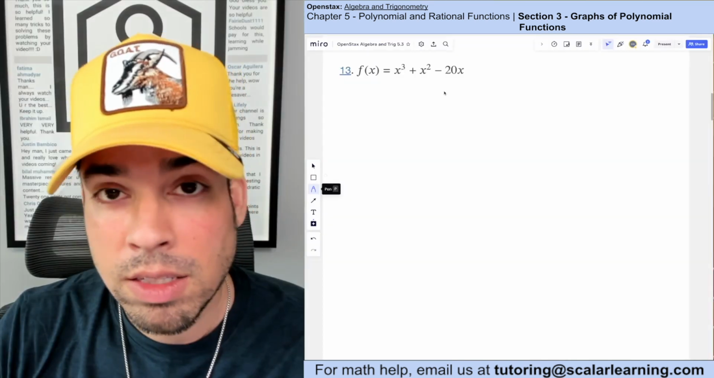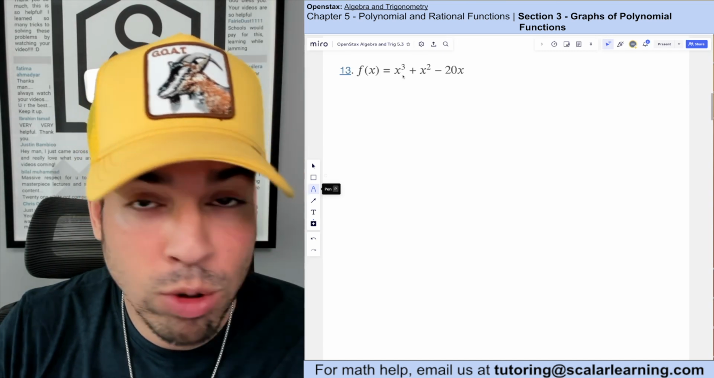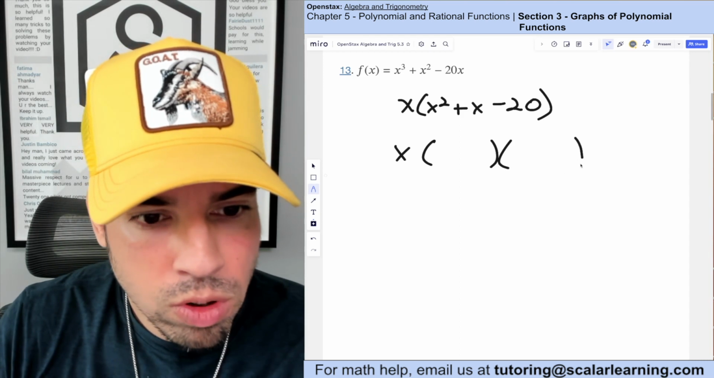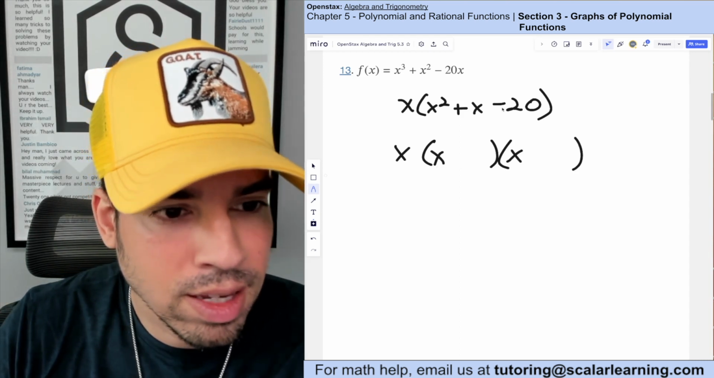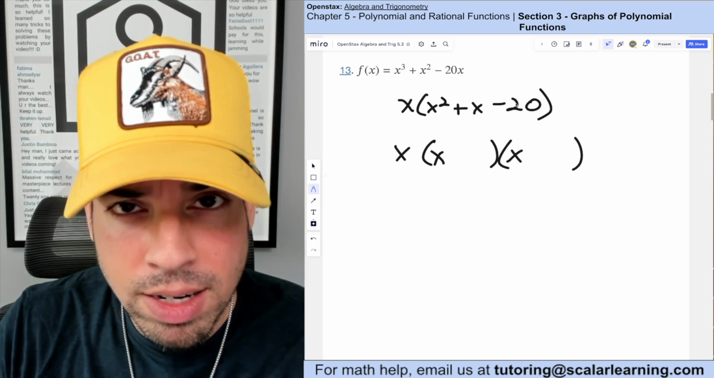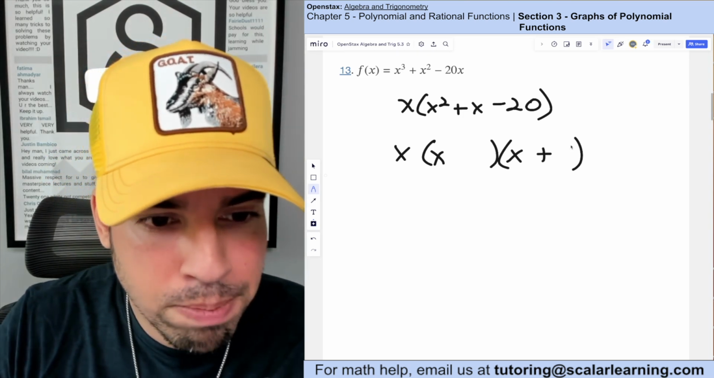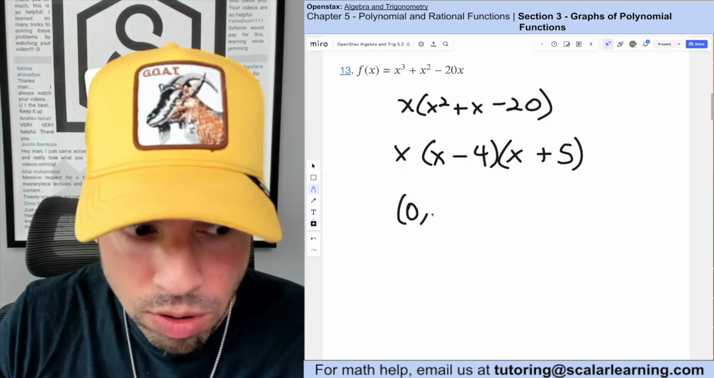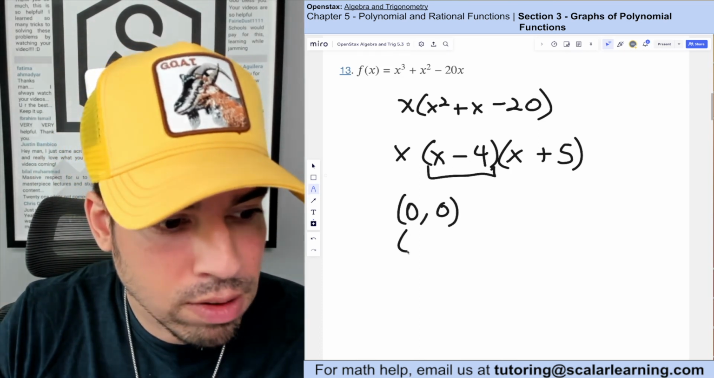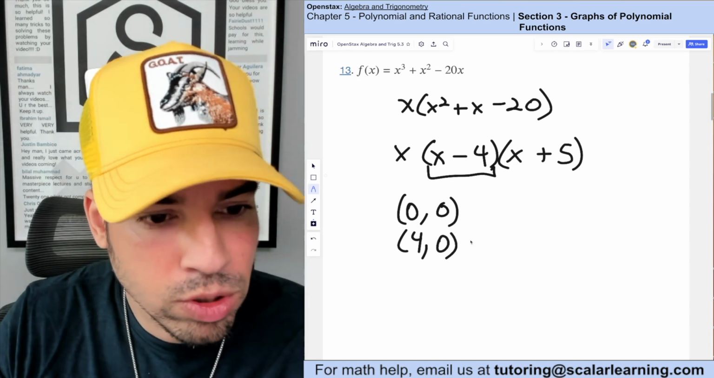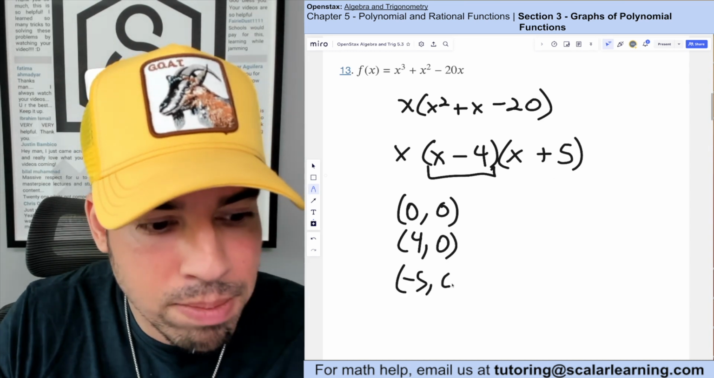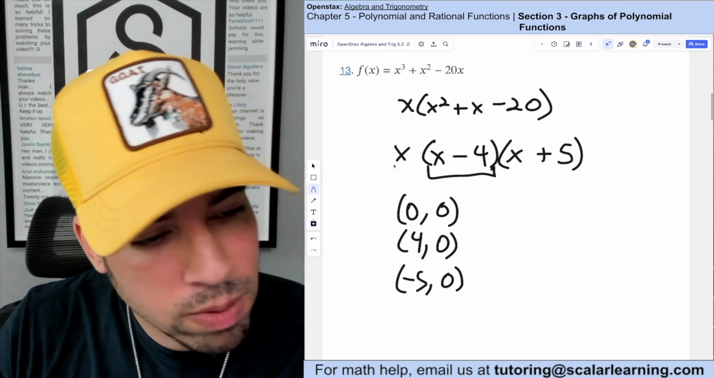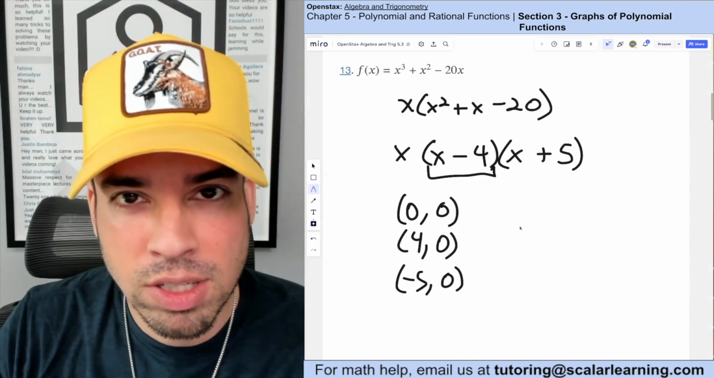Boom, done. Again, let's start this one by factoring out the GCF, which will be simply x. Now let's factor this trinomial a little bit more, and we know we start with x and x to get that x squared, and then what two numbers multiply to negative 20 and add to 1? That would be positive 5 and negative 4. Now we can get the zeros. This one zeroes out at 0, right? This one zeroes out at 4, and this one zeroes out at negative 5. And why? Because negative 5 plus 5 is 0, 4 minus 4 is 0, and the 0 in there is just 0. These are your x-intercepts. Boom, done.